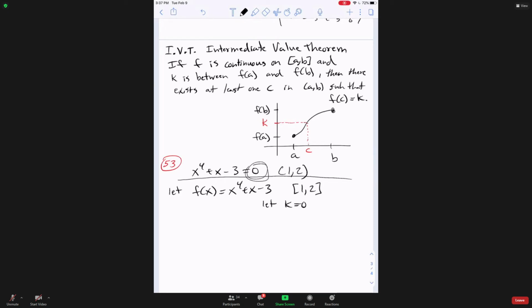So let's see if we can apply the intermediate value theorem. Is f of x continuous? Yes. You would say f of x is continuous on 1, 2 because it's a polynomial. What's f of a? In this case, a is going to be 1, b is going to be 2. So what's f of 1? It's 1 to the fourth plus 1 minus 3. So that would be 1 plus 1 is 2, minus 3 is negative 1. What's f of 2? That's 2 to the fourth plus 1 minus 3. So that's 16 plus 1 is 17, minus 3 is 14.